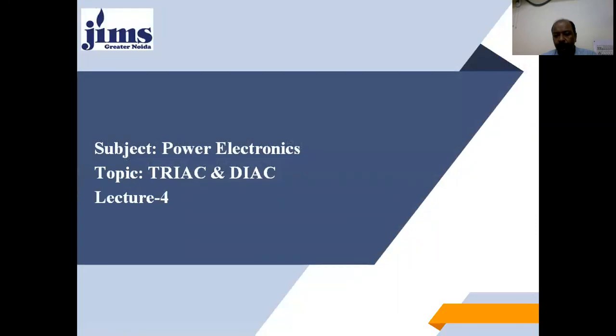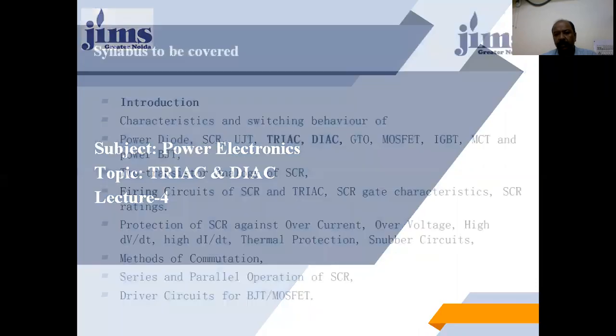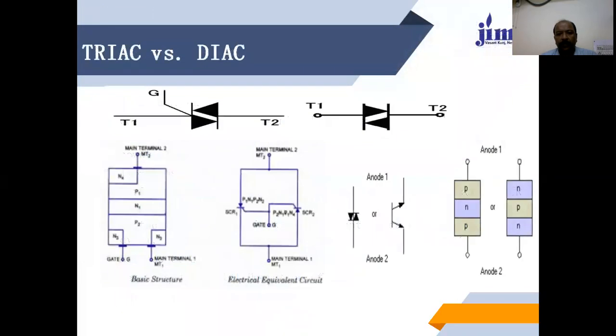Triac is a three-terminal AC device. Diac is a two-terminal AC device. These are the symbols and the basic structure of the triac and diac. First one will be the triac. Over here we find that T1 and T2 are the two terminals, and G is the gate signal which is delivered to the device to turn it on.